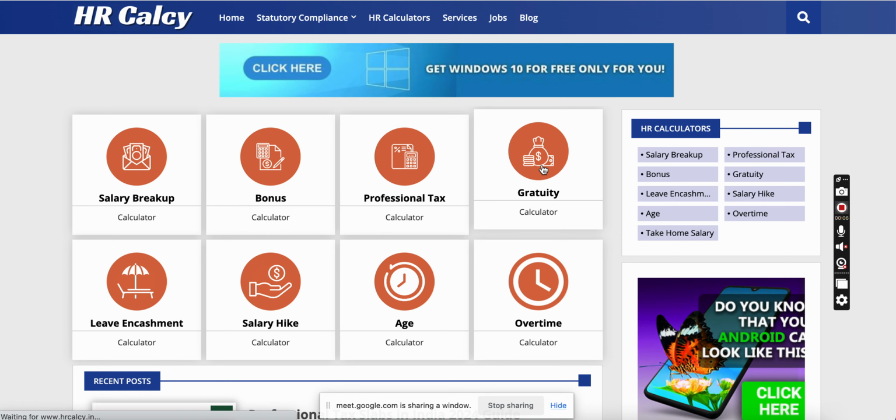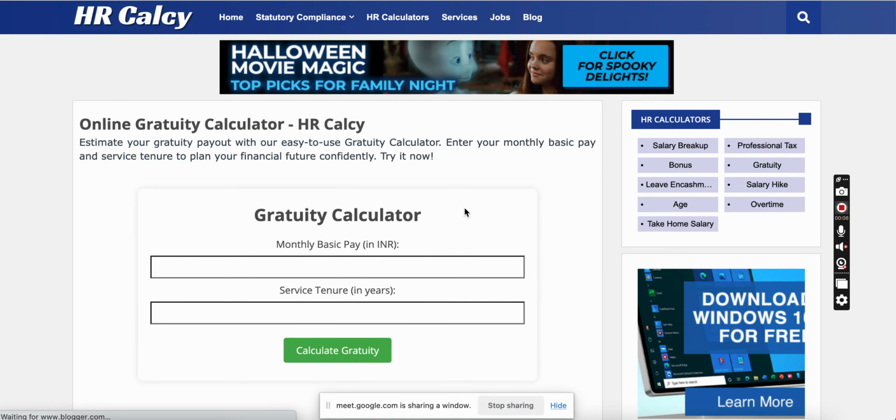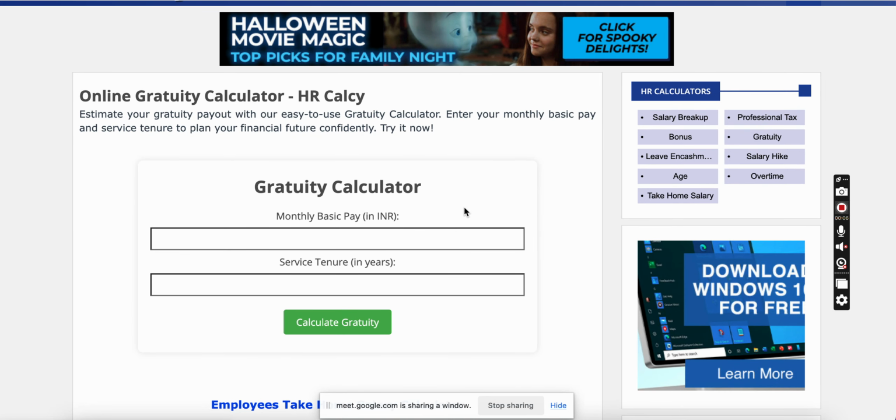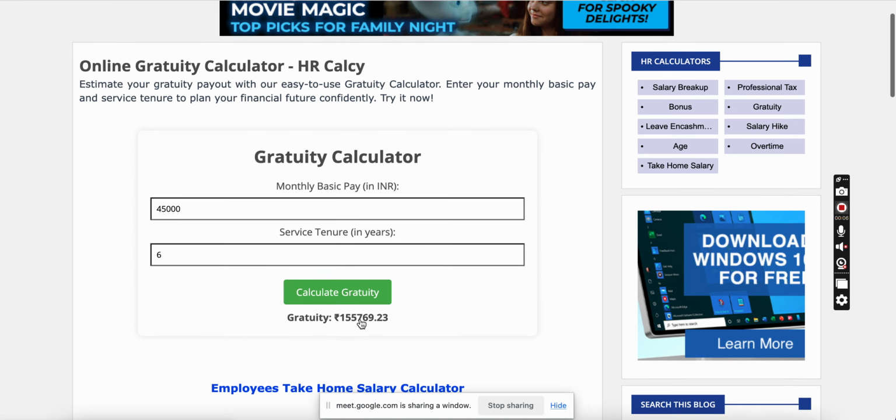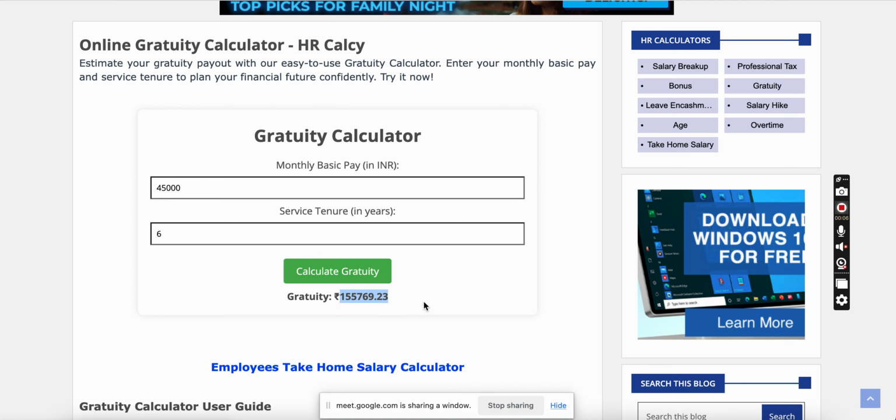Similarly, you have gratuity calculation, because when employees leave a job, they don't know the formula. So they want some kind of tool to be available online free, where they can check by themselves what is the gratuity amount they will get. So if somebody's basic pay is 45,000 and they completed 6 years, they know that okay, this is the gratuity amount I will get.